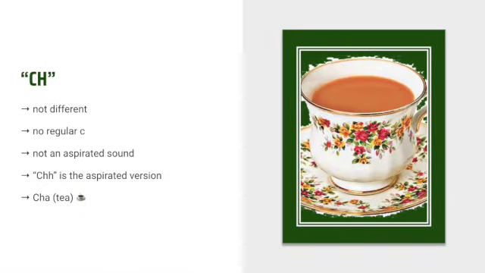Then we have CH. I was talking about how there's an H in front of every aspirated letter. This one is an exception to the rule. CH is the normal letter. There's no regular C. It is CH. So it's just pronounced like ch. It's not an aspirated sound, I just covered that. But when you do want to aspirate it, you add an extra H, so there's going to be a double H because this is the actual sound with the H. Alright, and then cha is an example of a word with this sound. It means tea.